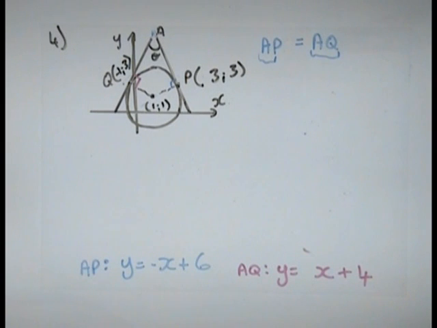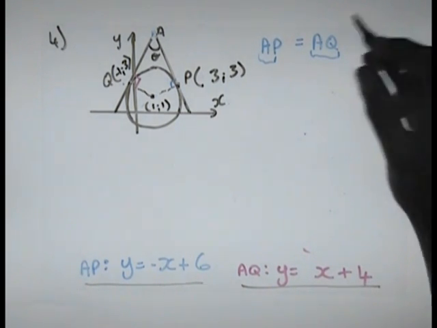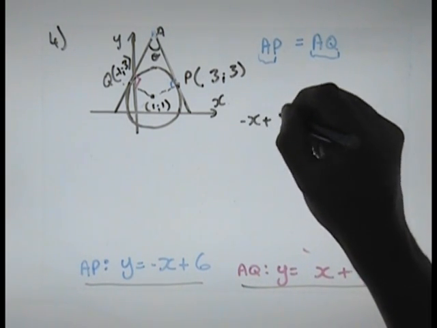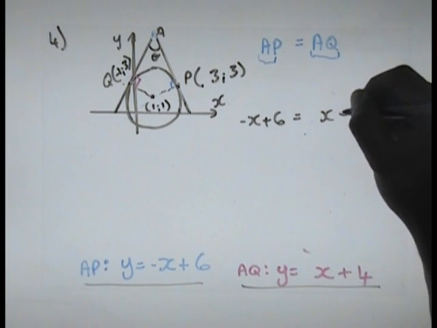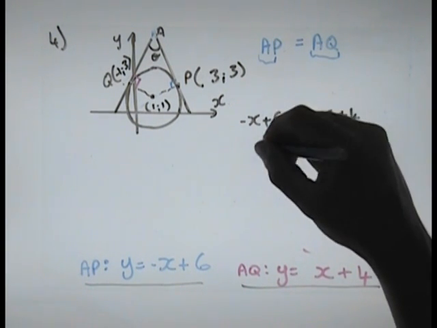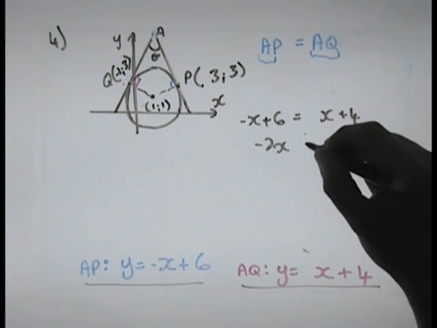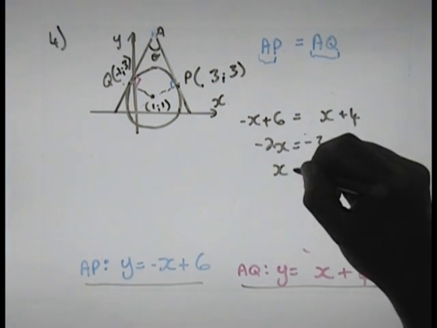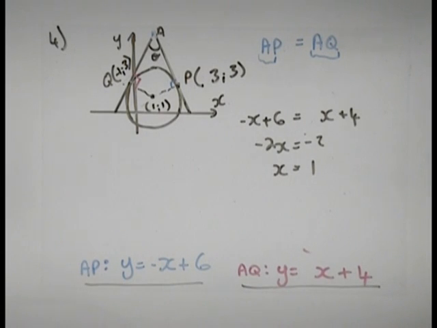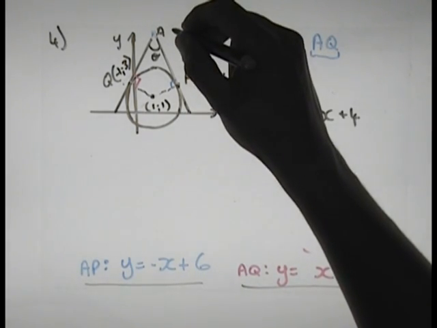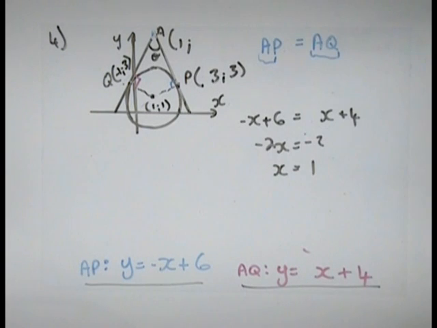Now, to get the coordinates of A, it's when this equation is equal to this equation or graph. That means that minus x plus 6 is equal to x plus 4. Take the x across, it becomes minus 2x is equal to 4 minus 6, which is minus 2. That means that x is equal to positive 1. That means that the x value of A is 1.